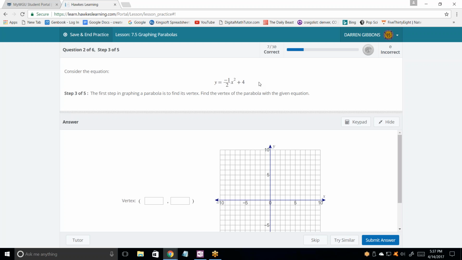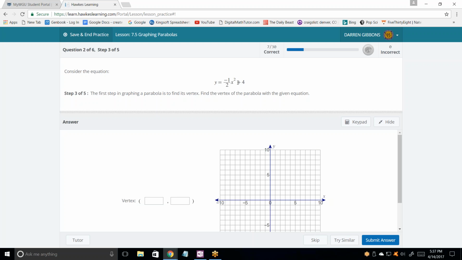You figured out why that top curve was narrower than the bottom one? Uh-huh. Okay. Now, this one asks us to find the vertex. Well, the vertex is not affected by either the negative sign or the 1/2 coefficient. The negative sign merely reflects it over the x-axis. That didn't change the vertex. And the 1/2 makes it skinnier than the parent function.